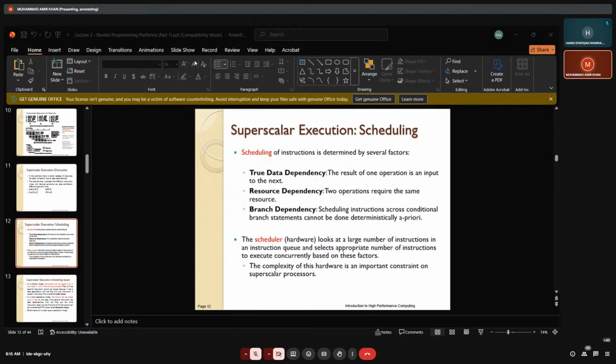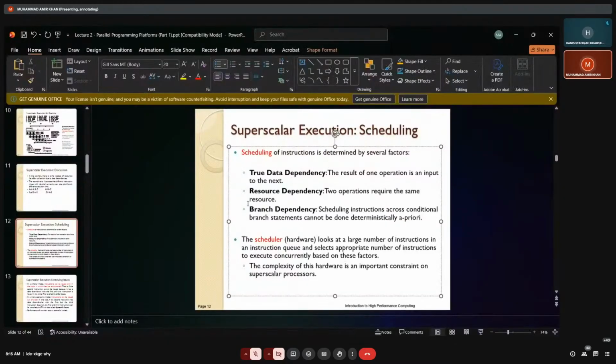And we have a branch dependency. Branching, like we break the normal execution of the instruction, like loops, like if statements, scheduling instructions across conditional branch statements. There's a condition that cannot be determined deterministically a priori. So we have a data dependency, resource dependency, and branch dependency.